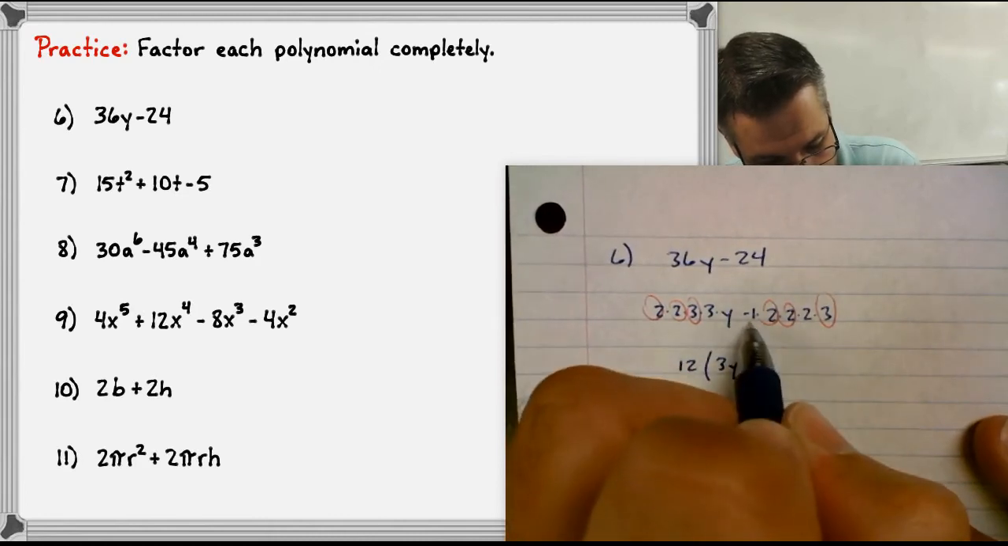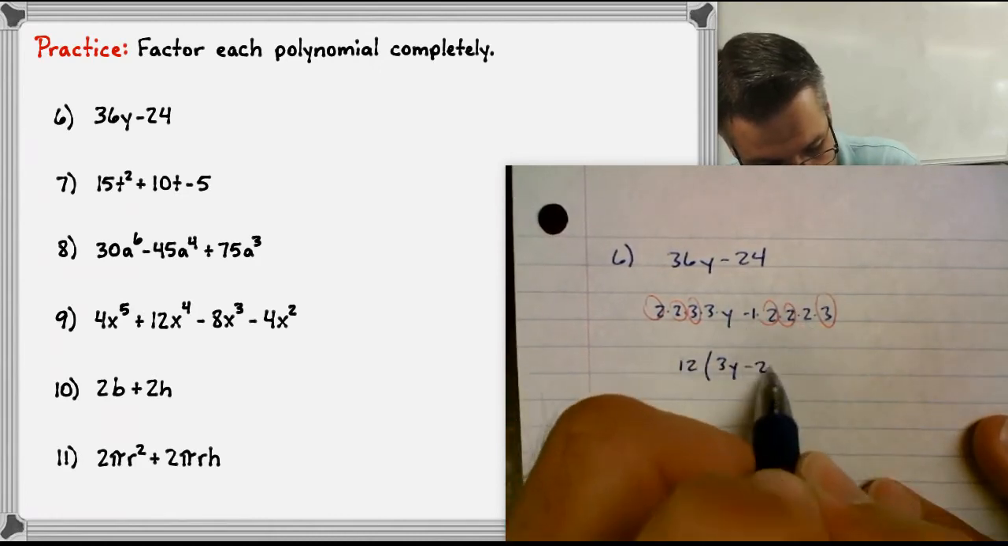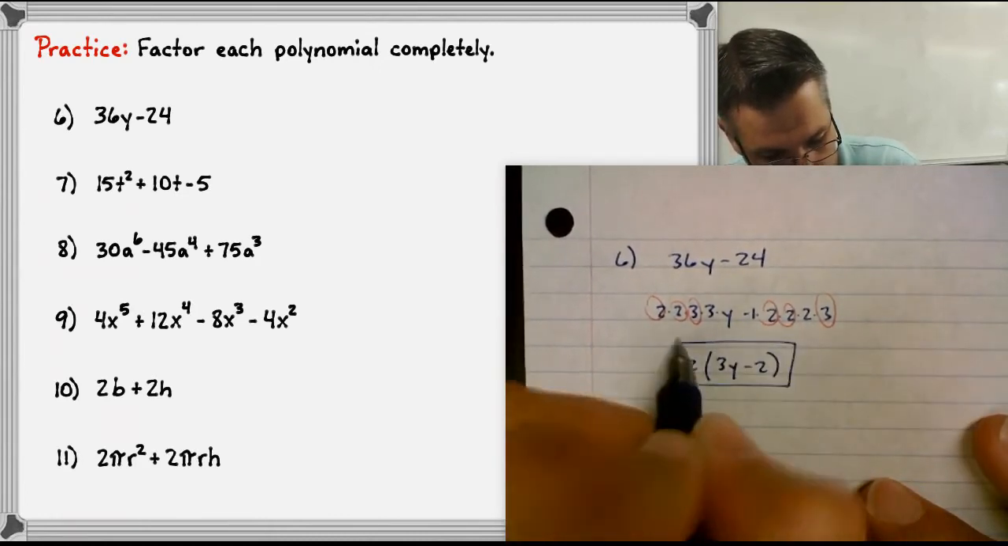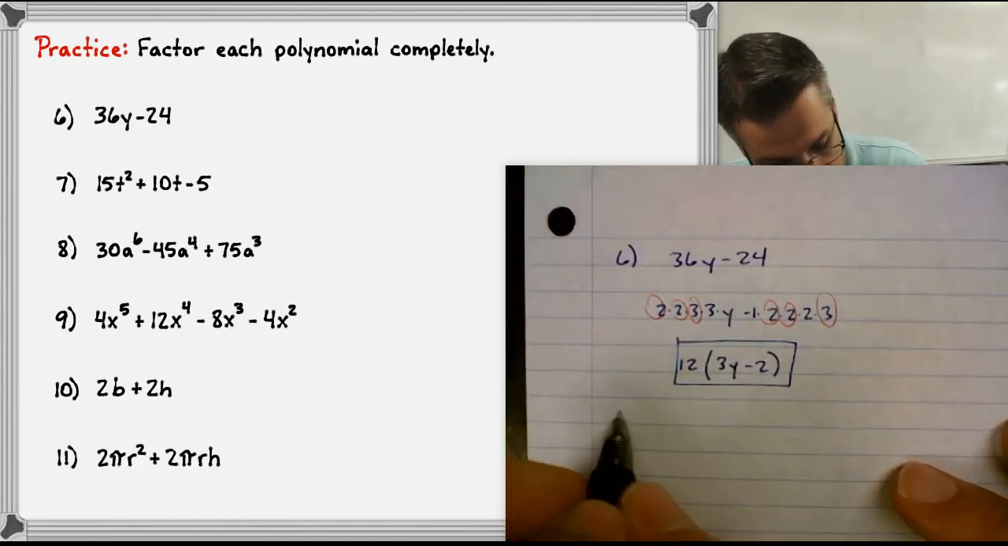And in this one, we're left with a negative 1 times 2, which is negative 2. And so that is our factored form for number 6.